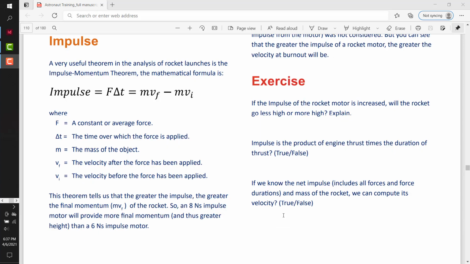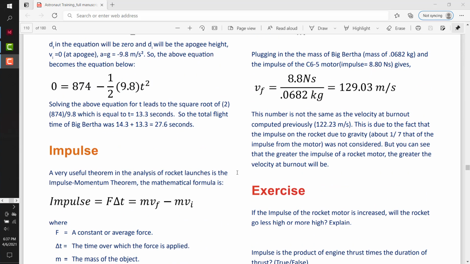A very useful theorem in the analysis of rocket launches is the impulse momentum theorem. If you recall, the mathematical equation is this: force times the time over which the force is applied is equal to mv final minus mv initial. This is the final momentum, and this is the initial momentum. So this theorem tells us that the greater the impulse, the greater the final momentum. So an 8 Newton second impulse motor will provide more momentum than a 6 Newton second impulse motor.